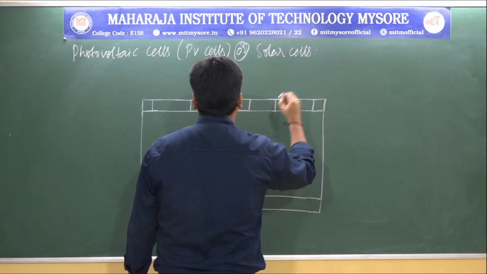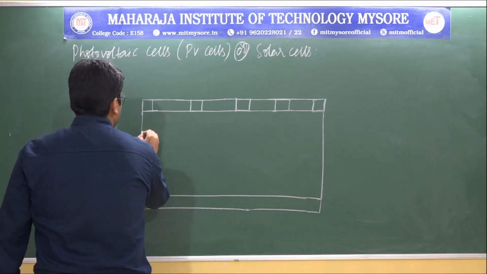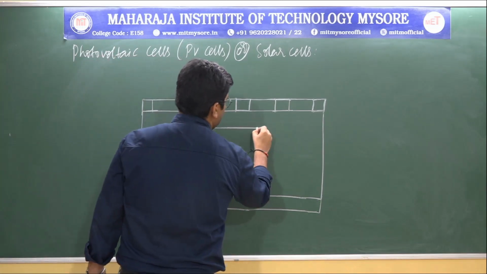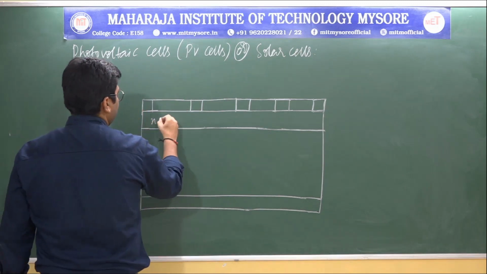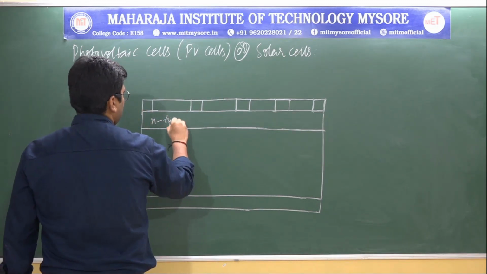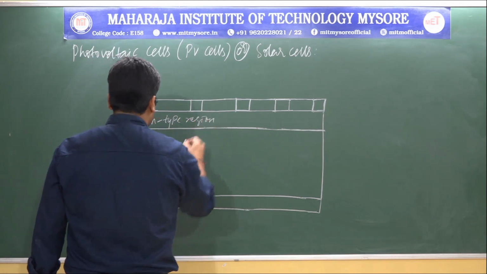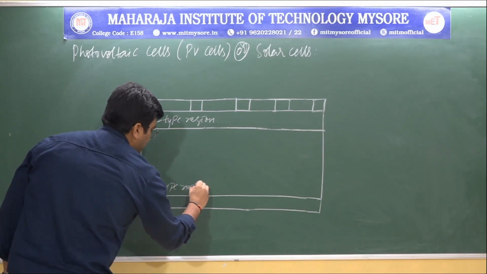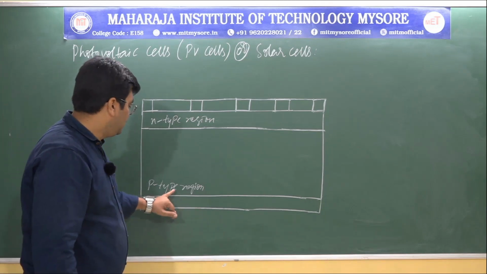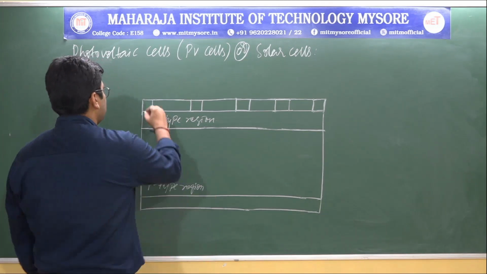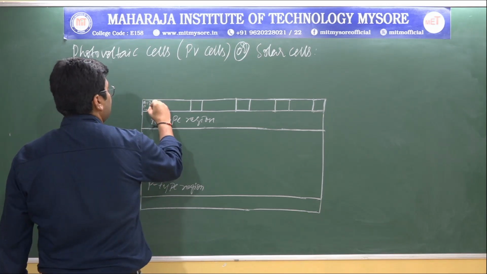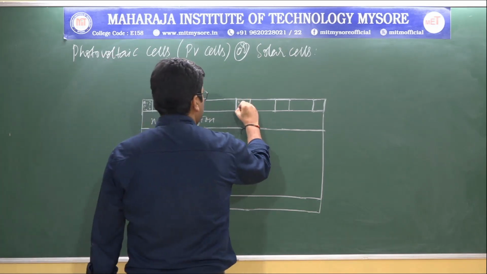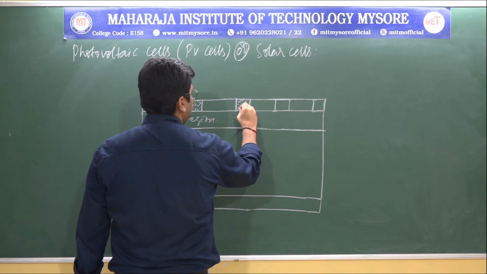Now, it consists of a thin wafer with an ultra thin layer of phosphorus doped silicon. That means the n-type region will be on the top of this p-n junction diode, and below this is the p-type region. I already told you, in the n-type region electrons are the majority charge carriers, in the p-type region holes are the majority charge carriers. These are the metallic grids.